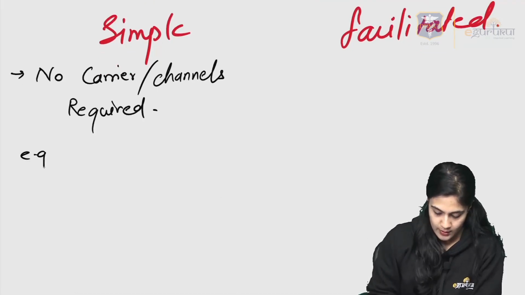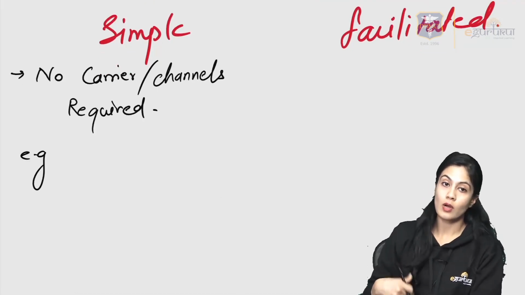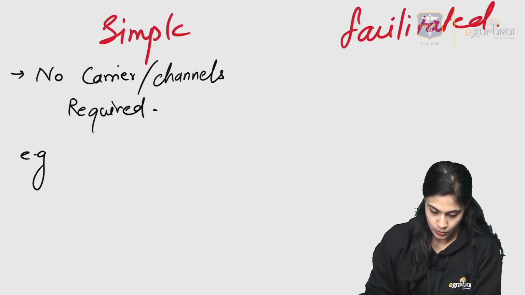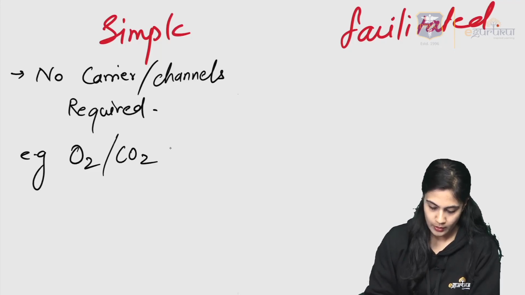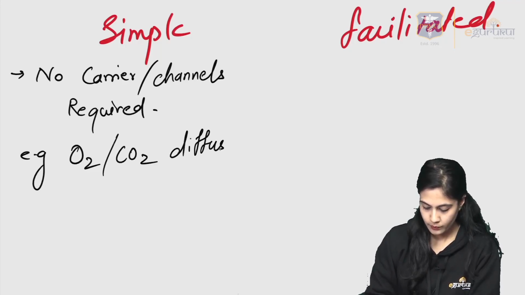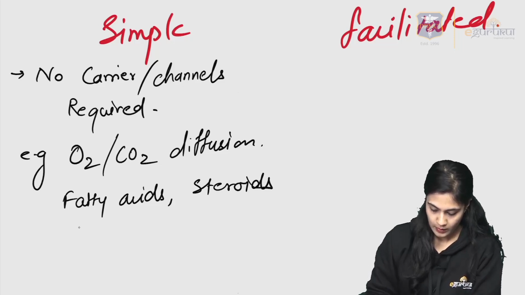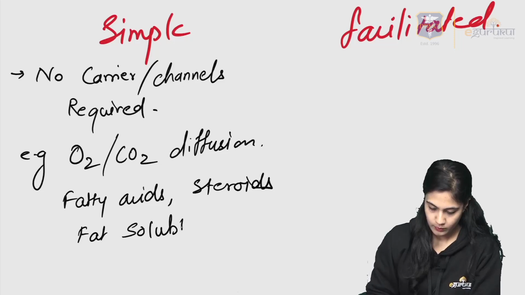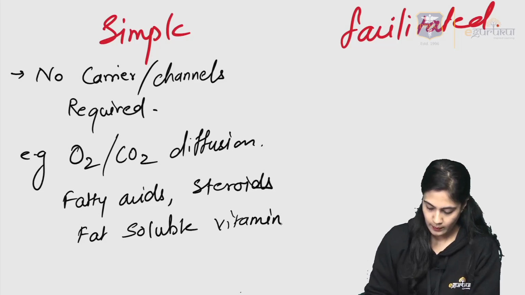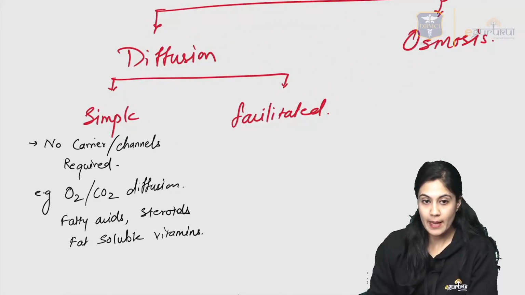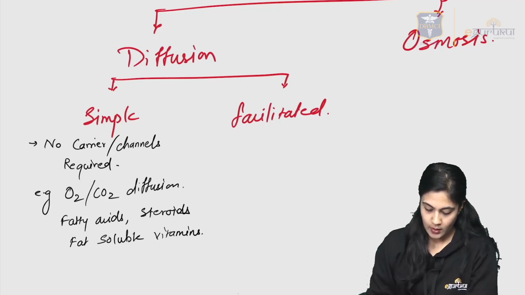What is the example of this? There are many examples. In your vivas they will give an example and ask what type of transport it is. So you should know the transport of gases, for example oxygen or carbon dioxide diffusion, right? The fatty acids, steroids, fat soluble vitamins, right? So these are some examples of the simple diffusion process.